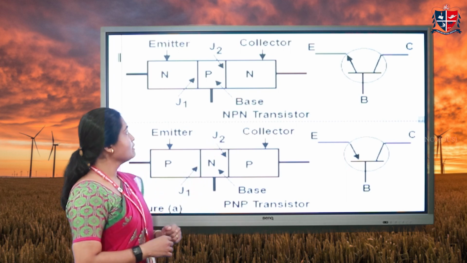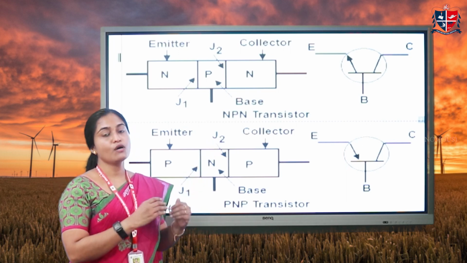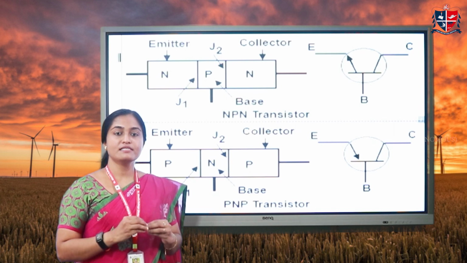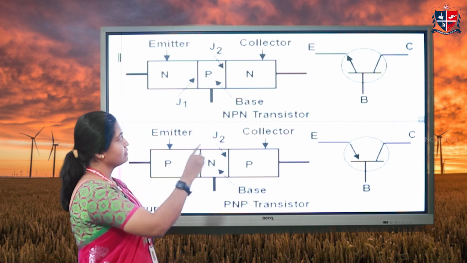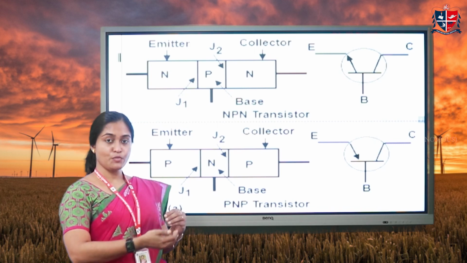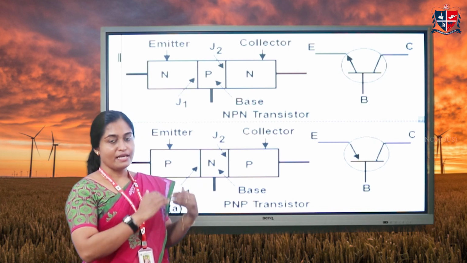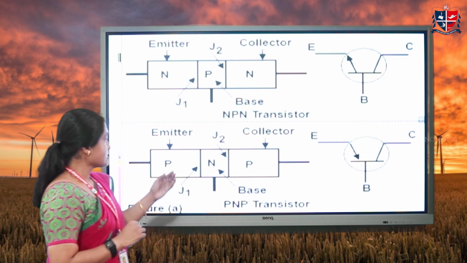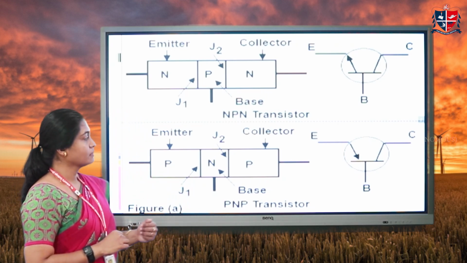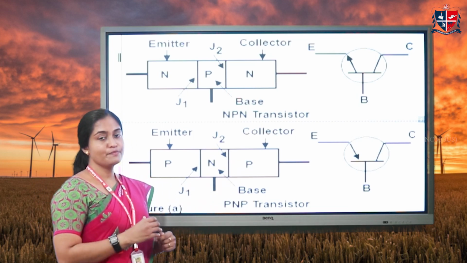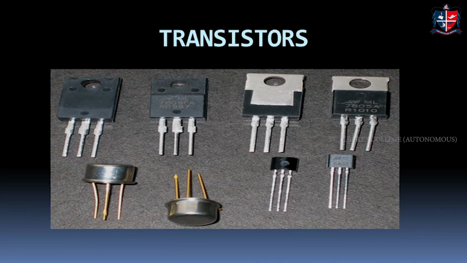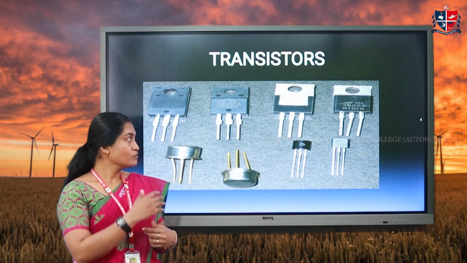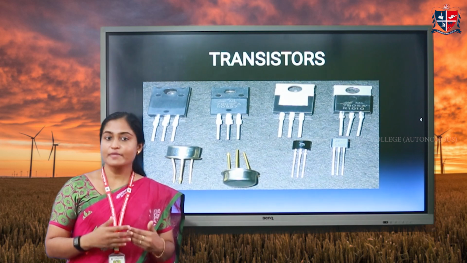In the circuit symbol of an NPN transistor, you can see the arrow is pointing outwards, and we show the arrow on the emitter side. This arrow indicates the direction of the emitter current. So in the circuit symbol of an NPN transistor, as the arrow is pointing outwards, the emitter current is flowing in that direction, which means the base current and collector current are coming into it. This is the block diagram of a PNP transistor. In a PNP transistor, in the circuit symbol, the arrow is pointing inwards. These are the physical appearances of different types of transistors. They look different because they all have different specifications.